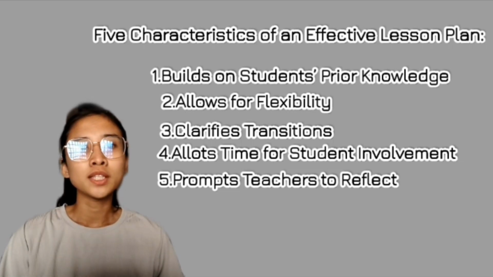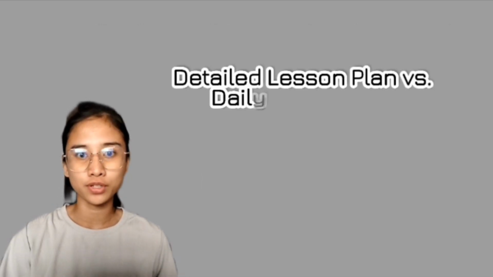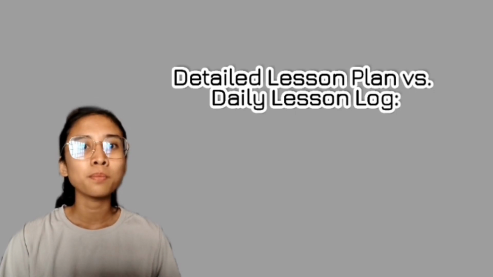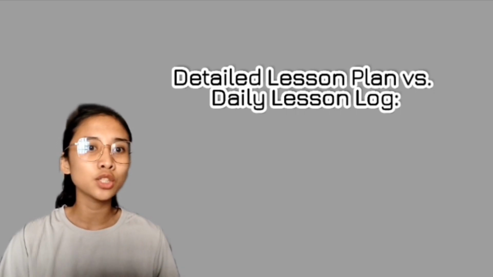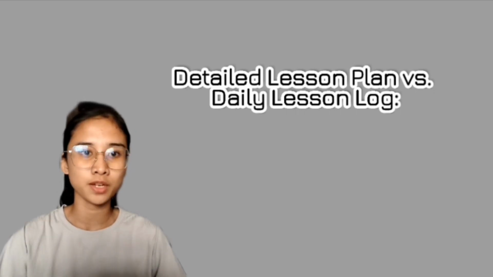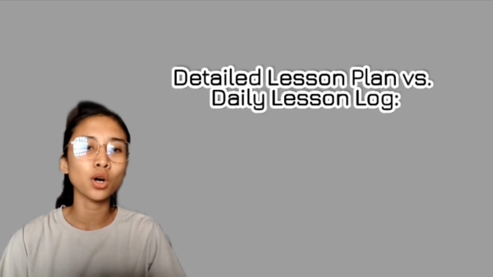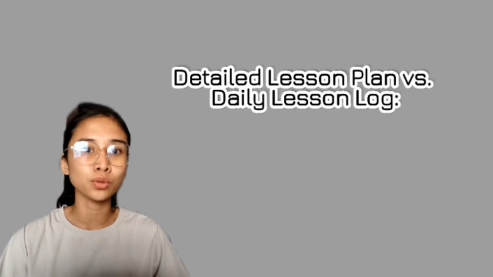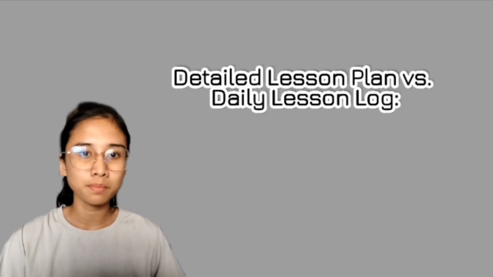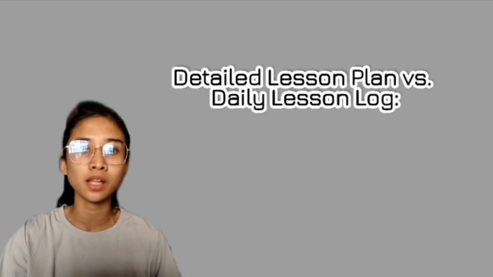Now, detailed lesson plan versus daily lesson log. A detailed lesson plan is comprehensive and includes all 6 parts listed above. This is used for in-depth planning and is common for formal observation, while a daily lesson log, on the other hand, is more concise and used for routine classroom teaching. It outlines key points but may skip some detailed elements.